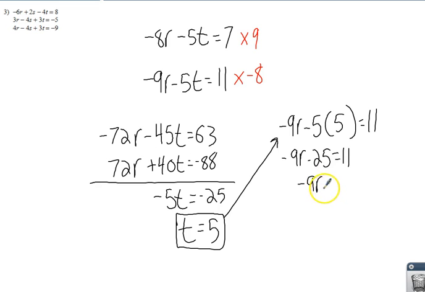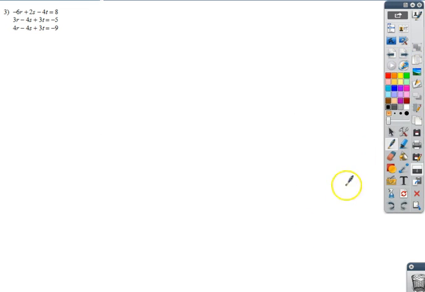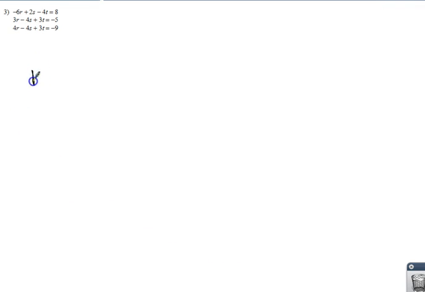-9r equals 36. R equals -4. Bound with this knowledge, I go on to the last part of the problem here. So let's think about this. So I have R, S, and T. I found what T is. It's 5. I found what R is, -4. Take a second and figure out which equation you want to use with these two variables to solve for S, the variable we eliminated in the first place.